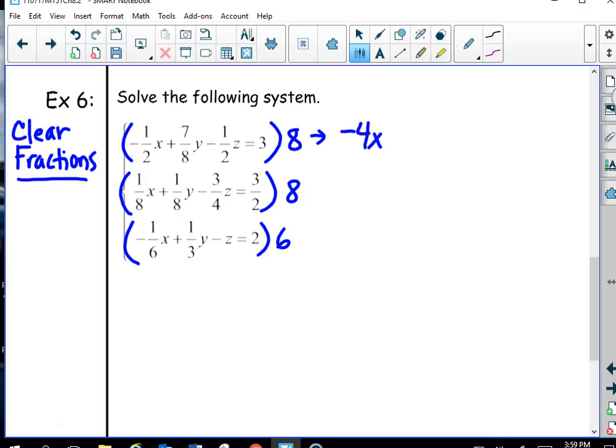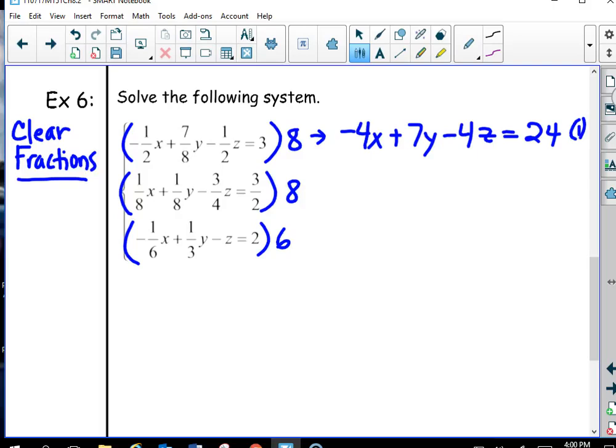7/8 times 8 gives me 7y. And negative 1/2 times 8 gives me a negative 4z. And 3 times 8 is 24. This is probably where the most errors happen, just forgetting to multiply the constant. So there's my new improved equation 1.